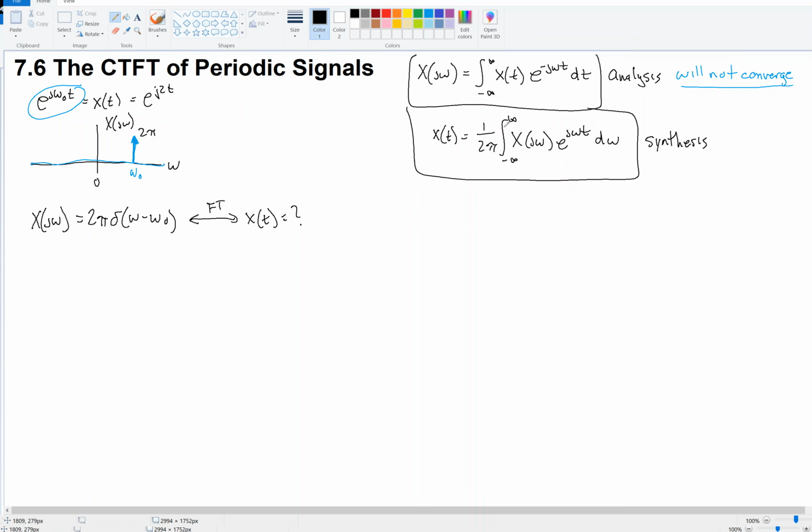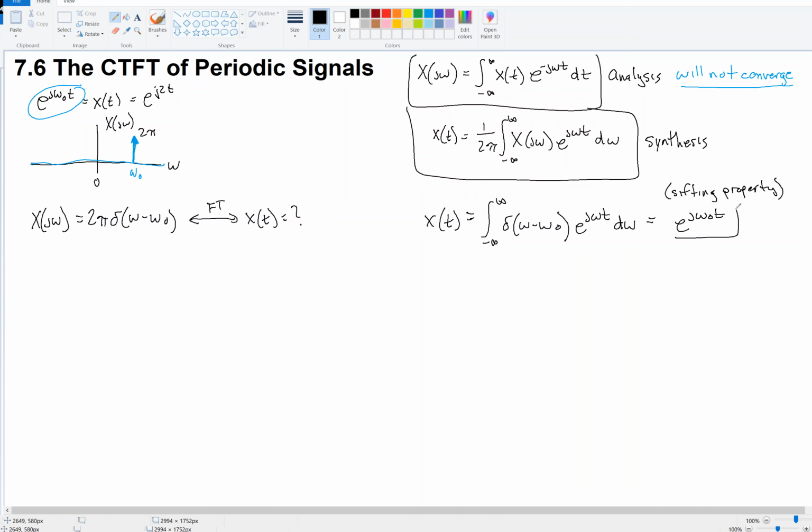Well, I'm going to use the synthesis equation, so that I can do. I can integrate an impulse. So let's do that. Notice the 2 pi's will cancel, and I'm left with the integral from minus infinity to infinity of delta of omega minus omega 0 times e to the j omega t d omega. And what is that integral equal to? $1,000,000 question. I'll pause the video if you want to think about it, but this is from the sifting property. So here it comes up again. Sifting property of the impulse. That is equal to e to the j omega 0 t.